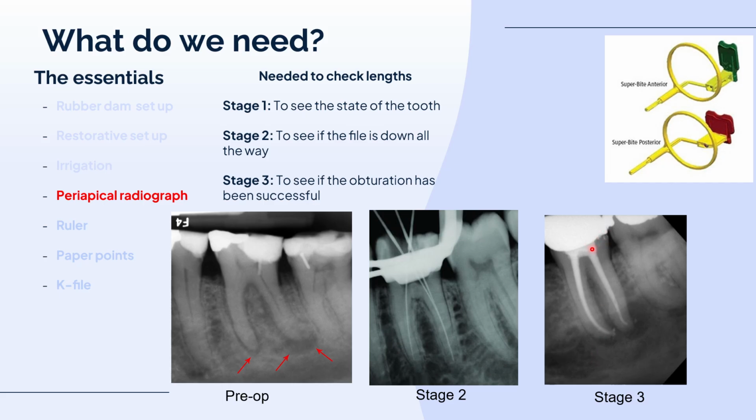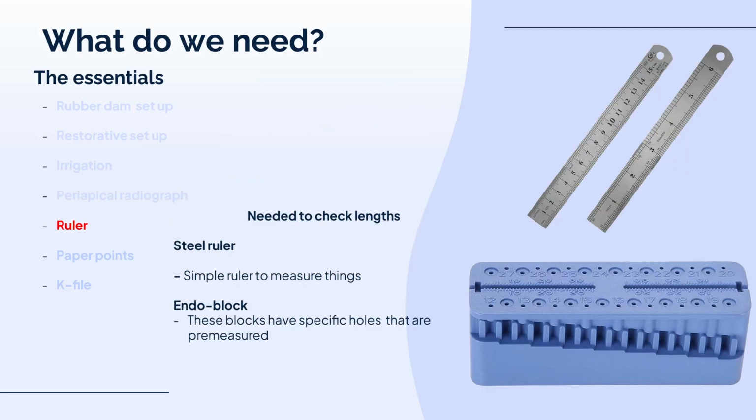Some dentists may use a PA during the third stage, just to check to see if their rubber cones go down all the way before they put sealer and stuff on it in the end. And we'll touch on sealer later. The dentist needs a ruler. Okay, we need to check the lengths of things.